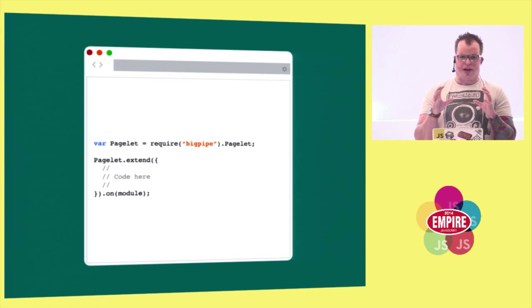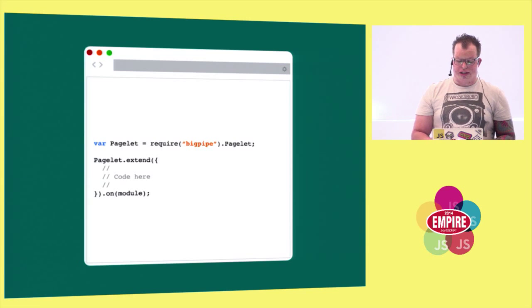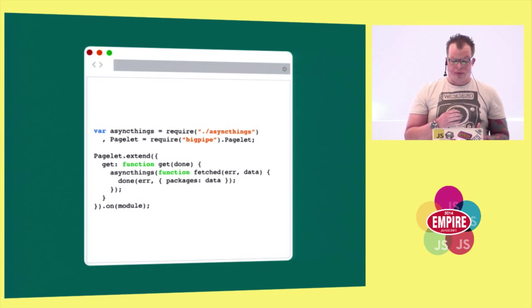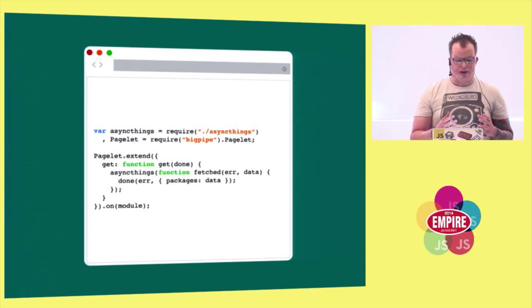When you have this really small pagelet, the only thing it actually requires is a get function. This get function is called every time this pagelet is rendered. So the only thing you need to do there is get the data that you need to render your pagelet. And when it's done, you just call the done callback, and that's it.